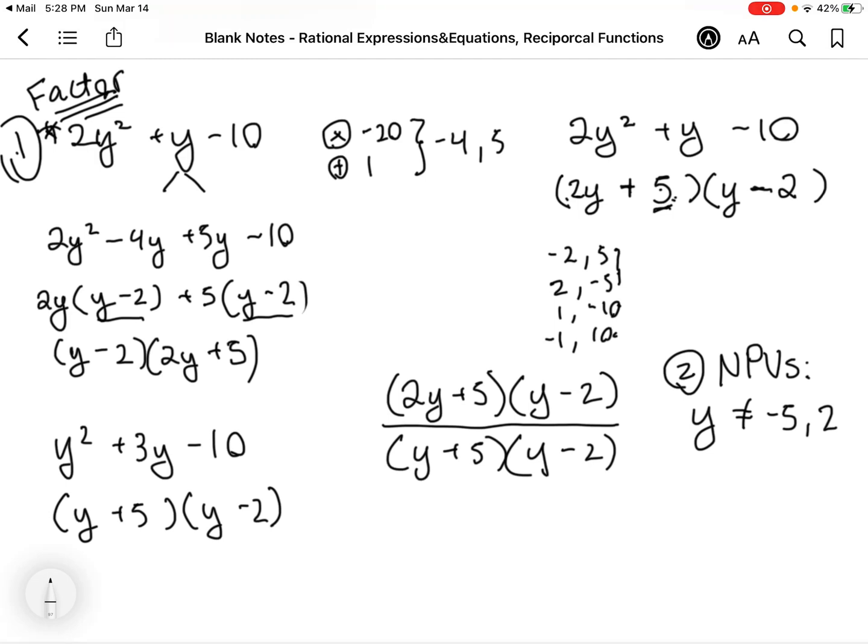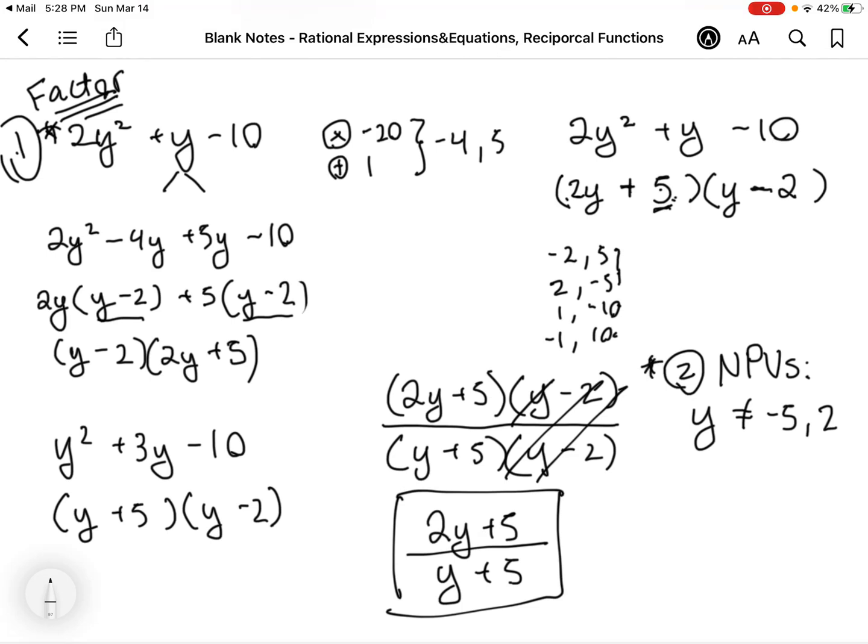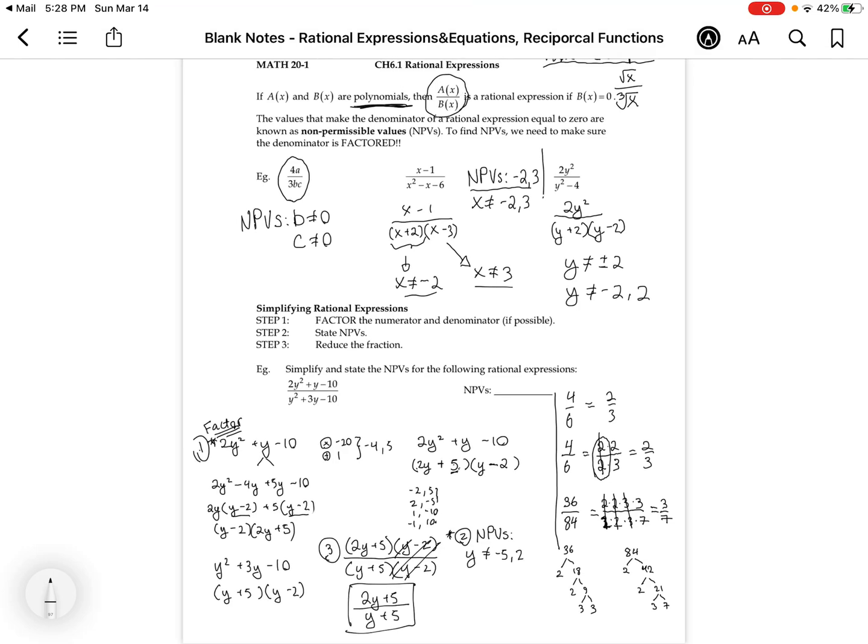Third step, cancel common factors. To be a common factor, the factors must be identical. So these are identical. These two are not, because one is 2y plus 5, the other one is y plus 5. So the final answer is 2y plus 5 over y plus 5 with these two non-permissible values. Okay, this is the third step. All right, let's try a couple more.